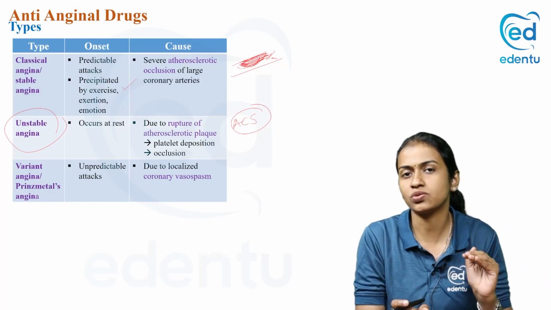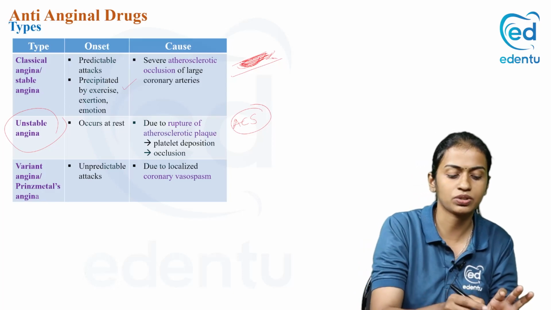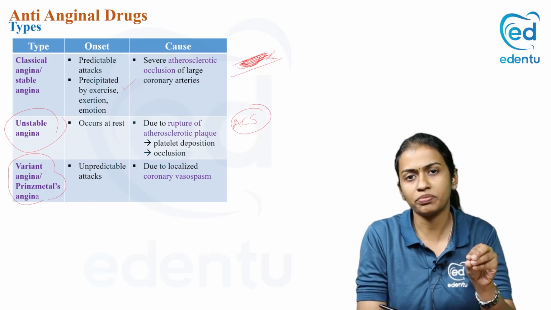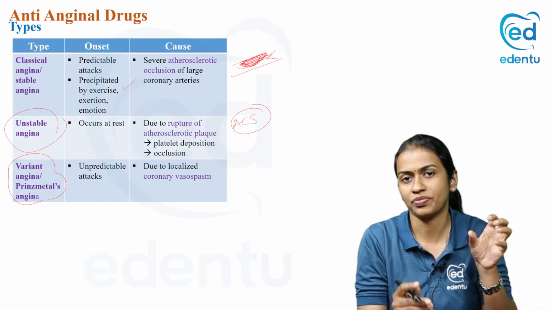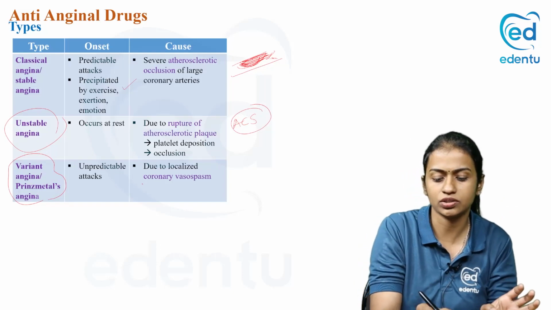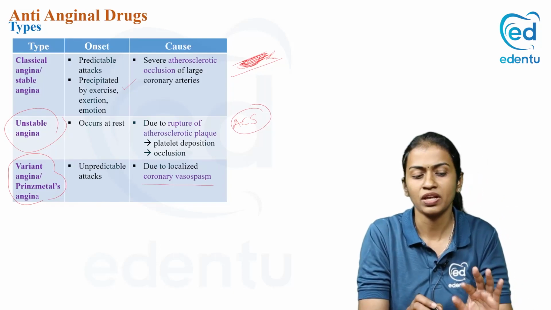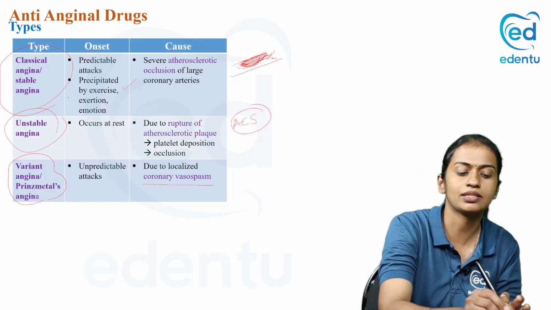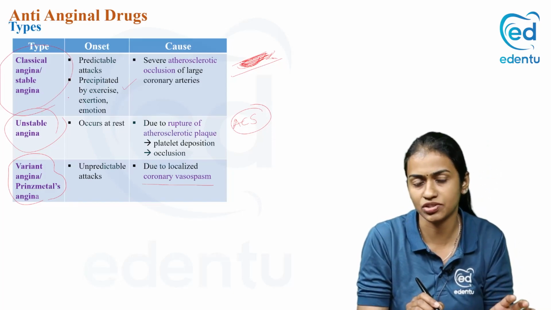And a rare form is known as variant angina, otherwise known as Prinzmetal's angina, where this is also unpredictable. There is a vasospasm of a particular area of the coronary arteries, a localized coronary vasospasm. So these are the three types of angina. The most common one is classical angina, otherwise known as stable angina.